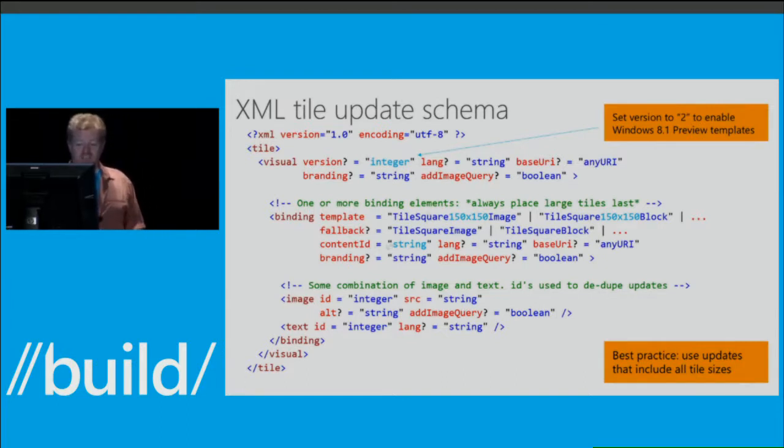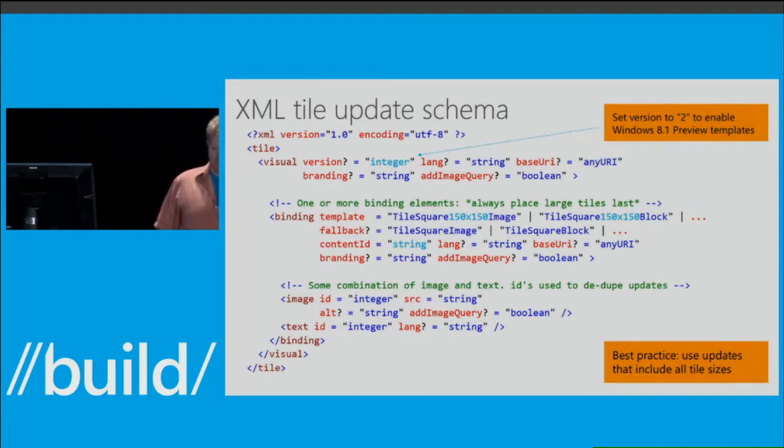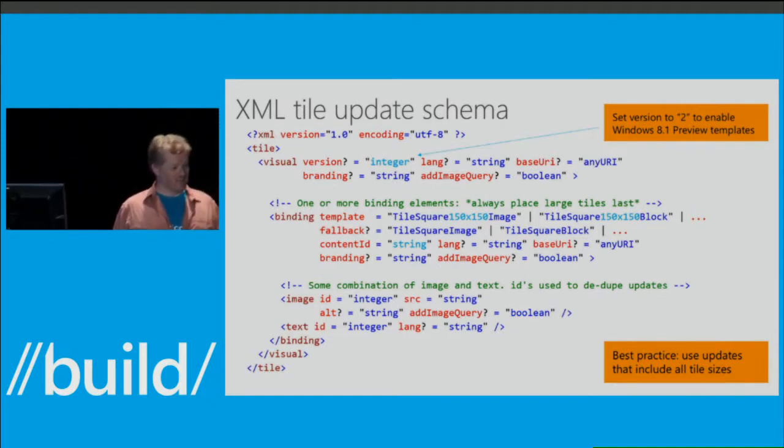Now down in the binding, you'll see some of the same kind of stuff. Each binding can have its own branding, can have its own image query determinations, and so forth. And you can even do add image query down on each image level. But you'll see here, template is where you specify the template name. In a version 2 XML update, you're going to put in a Windows 8.1 name here.